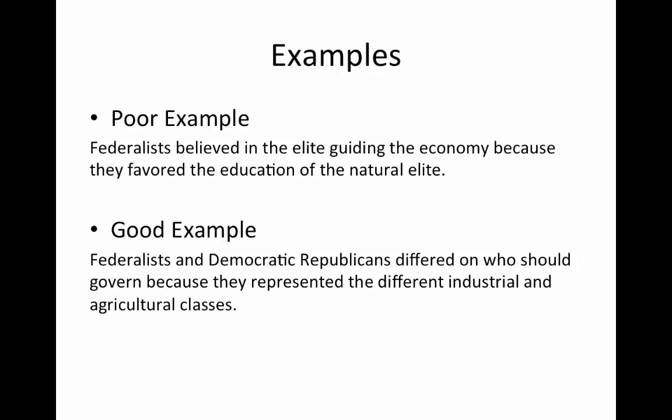Federalists and Democratic Republicans differed on who should govern because they represented the different industrial and agricultural classes. Now notice here, this is about contrast. We have both groups, Federalists and Democratic Republicans, and we're given a specific reason why they had a difference. In the Federalist case, they represented industrial groups. In the Democratic Republicans case, they favored agricultural classes. So we're given a specific reason why they had a difference in their governing style. The difference has to come with who they were representing.